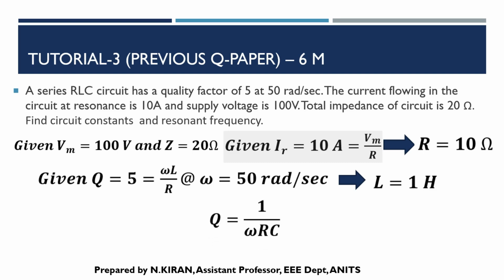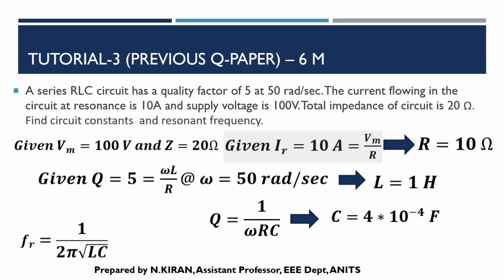So we all know the expression for quality factor Q is equal to 1 by omega RC. From this, capacitor value is 4 into 10 power minus 4 farads. Resonant frequency Fr is equal to 1 by 2 pi root LC. We know the values of both inductor and capacitor. On substitution, we'll get the resonant frequency value to be 7.95 kilohertz.